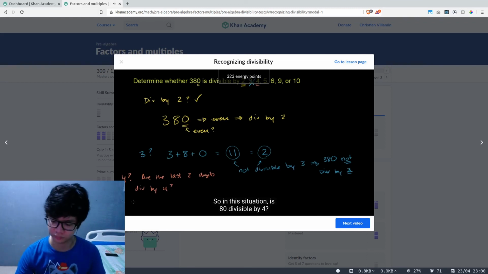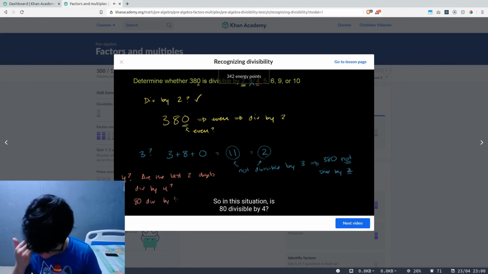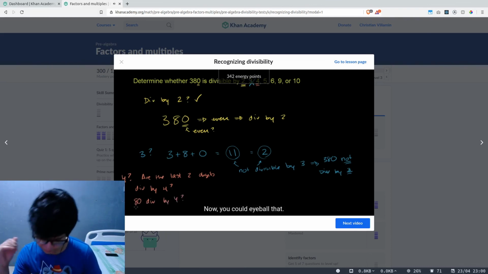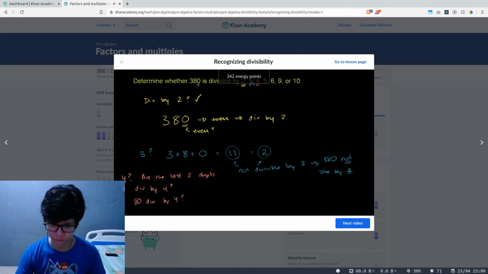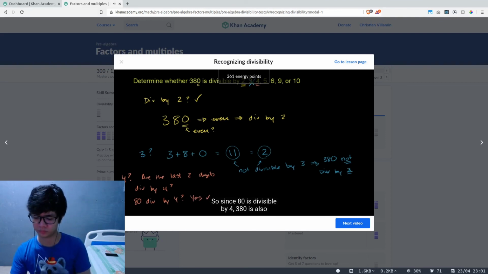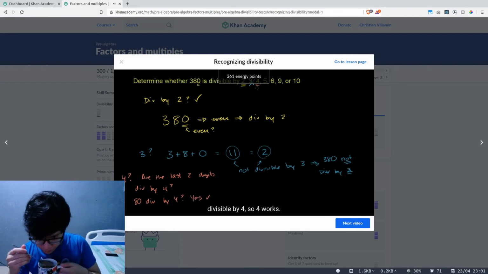So in this situation, is 80 divisible by 4? Yep. Now, you could eyeball that. You could say, well, 8 is definitely divisible by 4, or 80 divided by 4 is 20. So this works. So since 80 is divisible by 4, 380 is also divisible by 4. So 4 works.